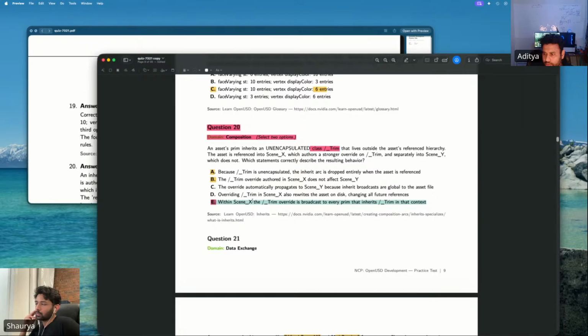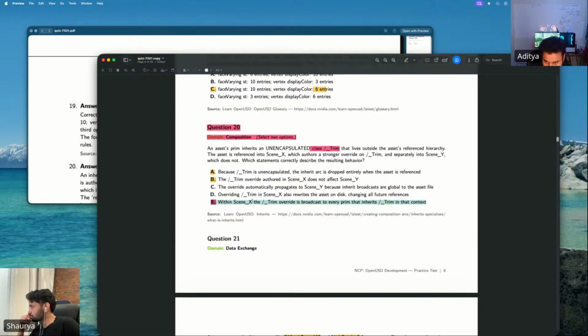Oh yeah. So you see this line over here? The asset is referenced into CNX, the above asset that we have, and the unencapsulated class trim lives outside the asset reference. So we are going to reference the asset into CNX, and then we are going to use an override on that. Once we override that, it's going to broadcast to every prim that inherits that trim in that context.